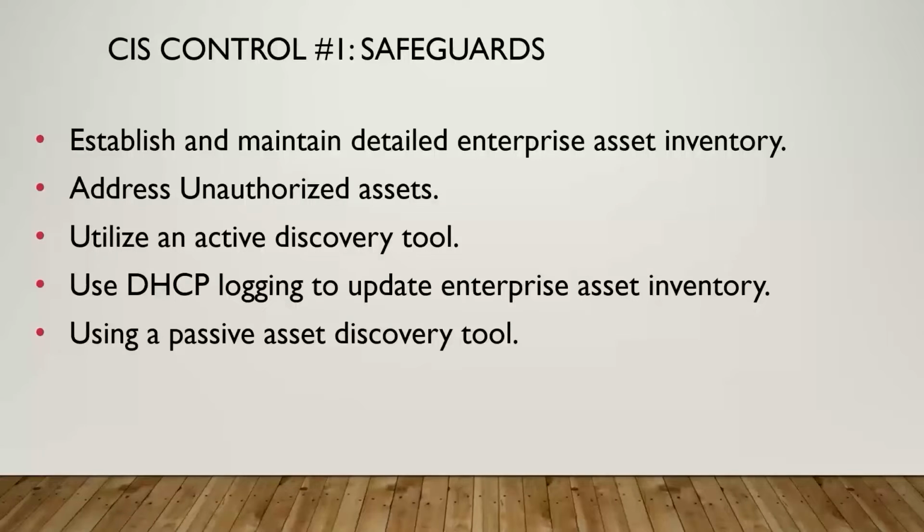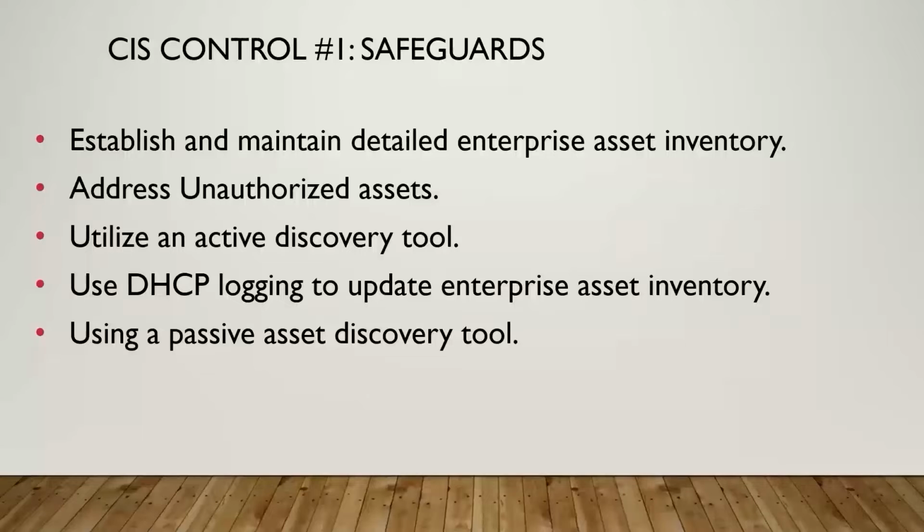Also addressing unauthorized assets is another safeguard for control number 1 here. So make sure that you actually have a process across your organization to address, hey, if we identify something that seems like an unauthorized asset, what are we doing? And really, at a minimum, you should be looking for this stuff on a weekly basis. A lot of tools will allow it to be more automated. Using an active discovery tool. So again, constantly scanning your network to try to identify what's here, what belongs, what doesn't belong.